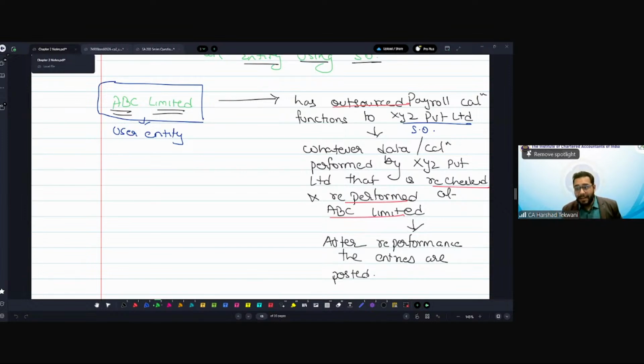It's not SA 700, it's not SA 705, because that's not the audit report I'm talking about. To issue type 1 and type 2 reports, you need to use SAE 3402, and we will see that when we discuss SAE 3402. Clear? Any doubt till now?